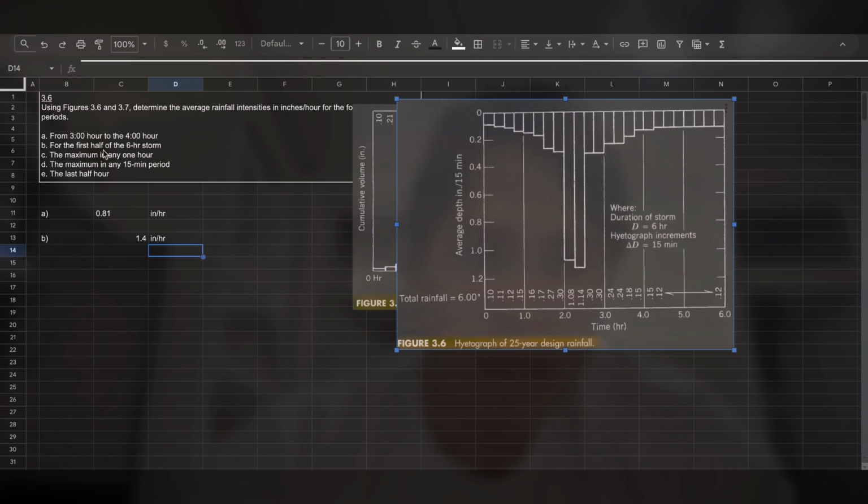Now, if you do part B for the first 3 hours, what you need to do is also add up all these values here for the first 3 hours and divide it by 3 hours, and you're gonna get exactly 1.4 inches per hour.